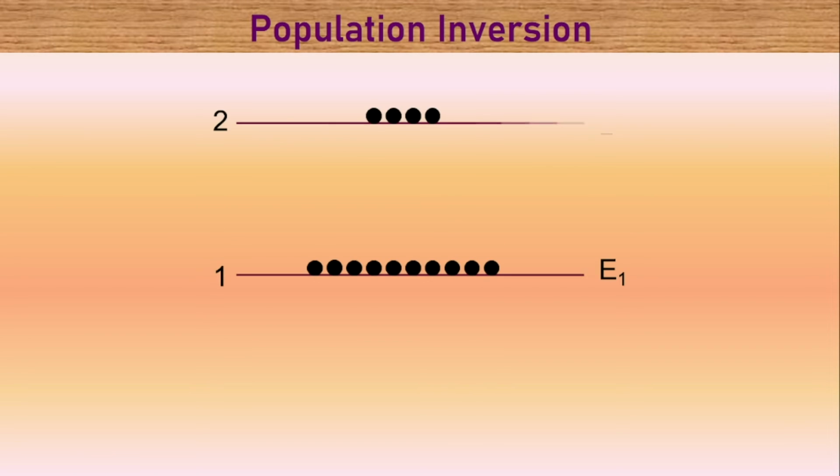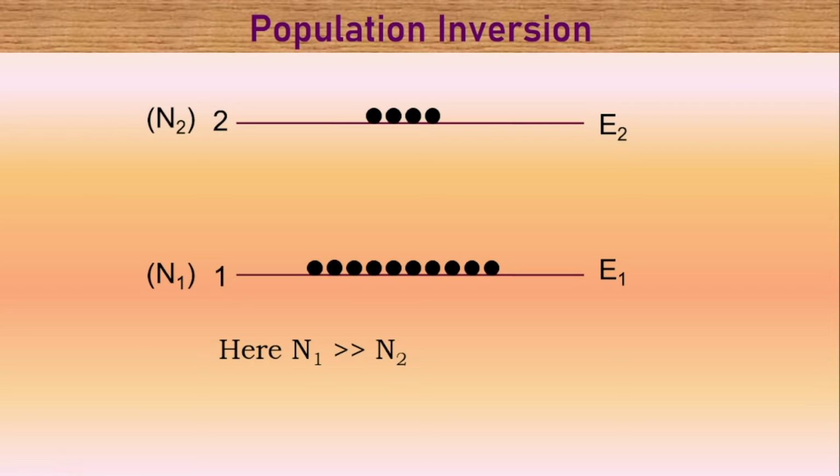Now let us see about population inversion. Let us see these two energy levels. Initially, most of the atoms are in the lower energy state, and a small number of atoms are in the higher energy state. That means we can say that here N1 is much greater than N2.